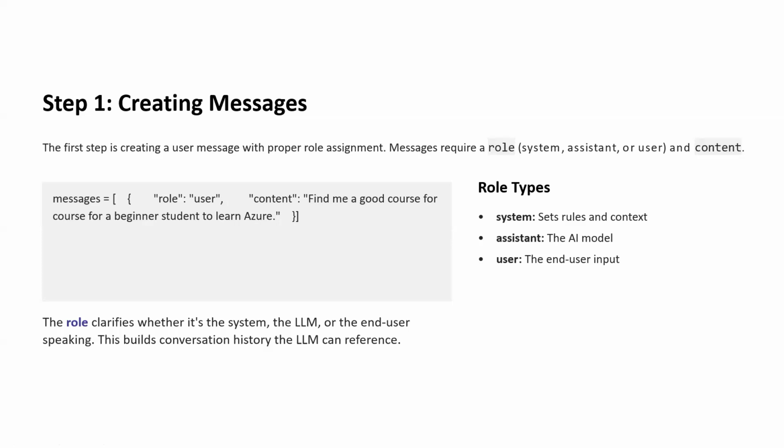There are different types of roles, right? It could be system. If it's system, it means we're trying to set rules and give the model context. Again, I'll try to show you what that looks like. If it's assistant, we're referring to the AI model, and if it's user, it means us, the user endpoint. So the role could be system, assistant, or user. But for this class, we'll mostly be using the user because we are trying to interact with the model accurately. So the role clarifies whether it's the system, the LLM, or the end user speaking. This allows us to build conversational history that the LLM can reference.